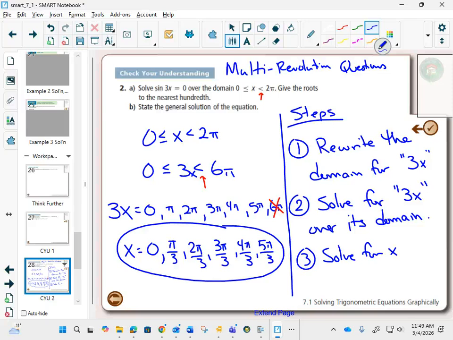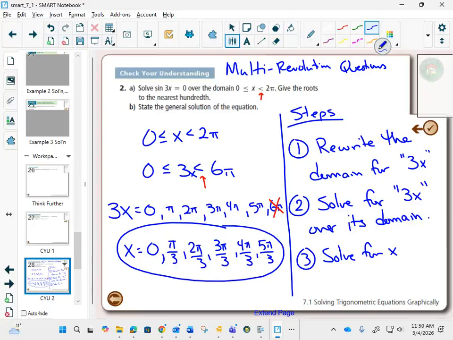So with a multi-revolution question, you'll get more answers, because really what's happened with that 3, if you think about transformations, is a horizontal compression. It got squished. And as it got squished, there are going to be more ups and downs between 0 and 2 pi, and more solutions happening.